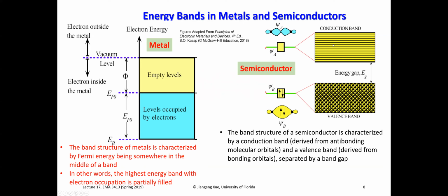And this so-called conduction band will be separated by a particular energy gap from the valence band. This energy gap typically is on the order of half an eV to maybe 3 to 4 eV. So at 0 Kelvin, for the semiconductors, the valence band will be completely filled with electrons and the conduction band will be completely empty. So this is the end of the review.